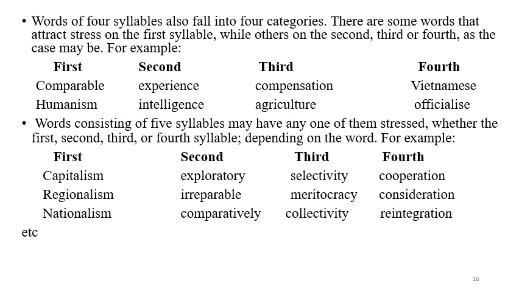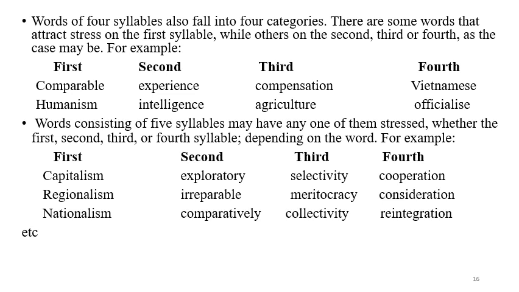Words of four syllables also fall into four categories. There are some words that attract stress on the first syllable, while others on the second, third, or fourth, as the case may be. For example, those stressed on the first syllable include words like comparable, humanism, experience, intelligent, compensation, agriculture, Vietnamese, officialize.